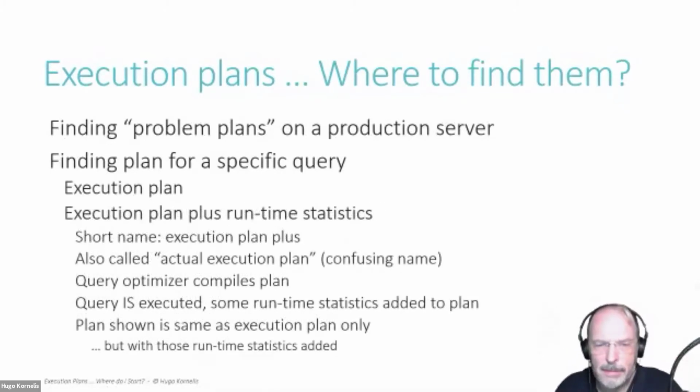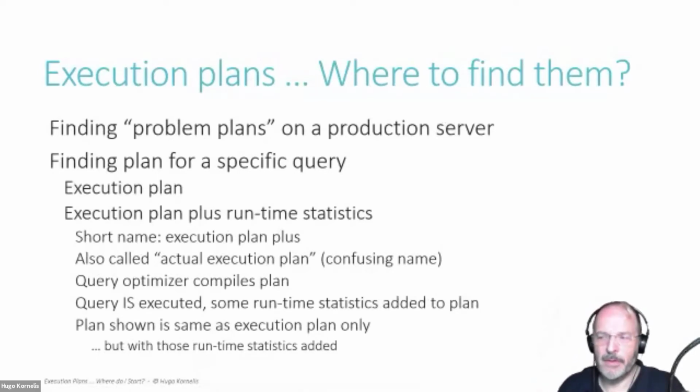Then we have the execution plan plus runtime statistics, or for short, execution plan plus, which is also called the actual execution plan. And one of the big reasons I hate these terms, estimated and actual execution plan, is because so many people look at those names and think, oh, so the estimated execution plan is just a quick guess at how SQL Server thinks it will execute the query. But if it actually has to run it, it will do more effort to come up with the actual execution plan. And that's simply not how it works.